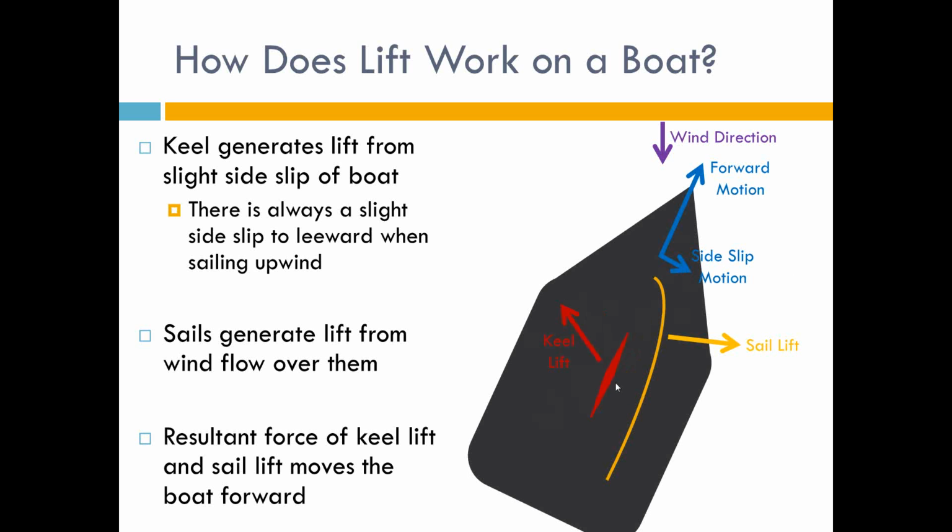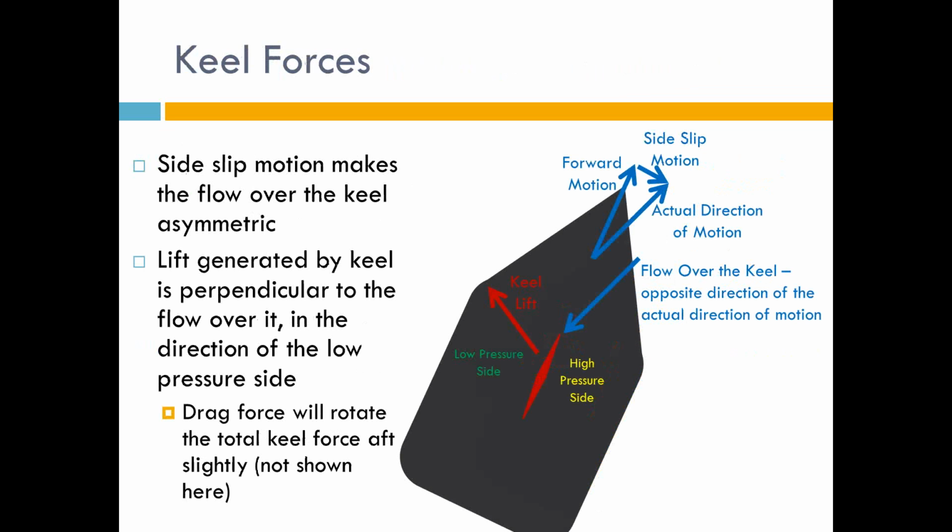So we have keel lift, and then from the flow of the apparent wind over their sails, you're generating lift from those, and then ultimately combined, we end up with a forward vector for our motion. So let's break it down and talk through each one individually. Let's look at the keel forces first.